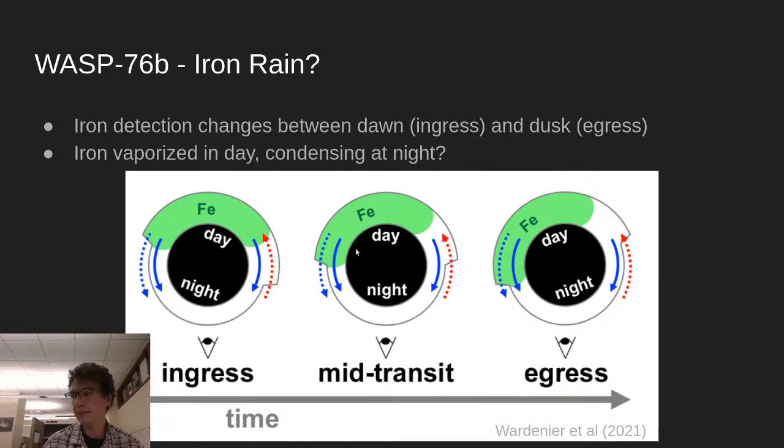As the planet's coming in, we start to see iron in kind of late morning, and then it gets formed mostly around noon and then blown over to the night side. So at ingress, we see the planet like this, but as the transit goes on, we're looking through more and more of this night side, or this evening, iron signature.